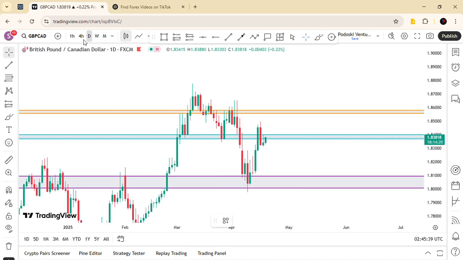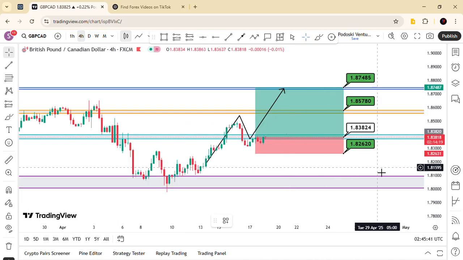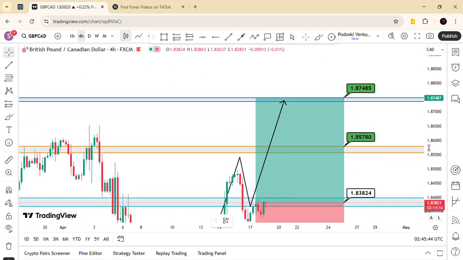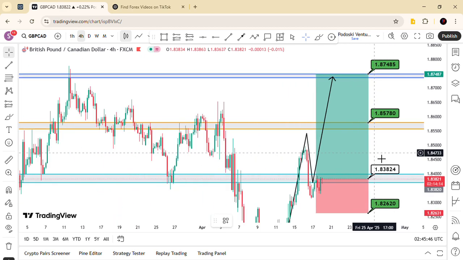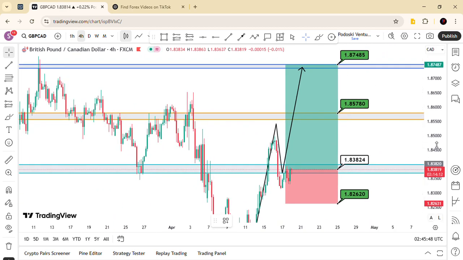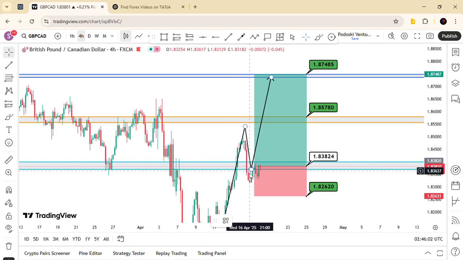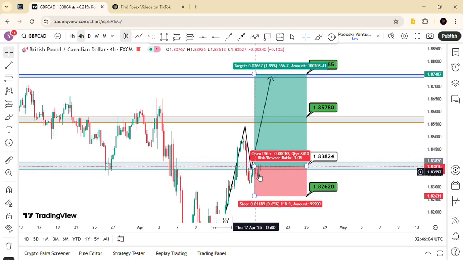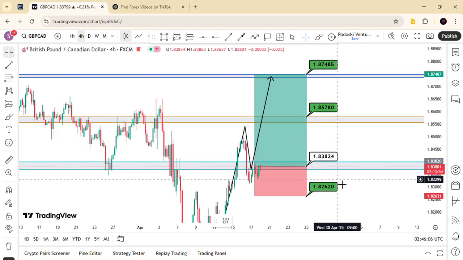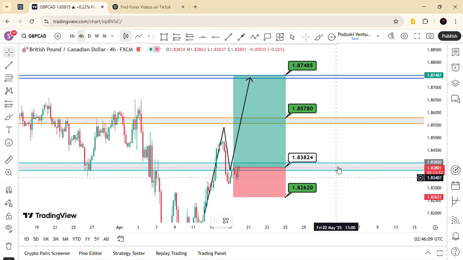So if you want a detailed analysis about how we took the trade on GBP CAD, you can go back and watch that video closely so you get to understand everything on that analysis or that pair. So here we are on the 4 hour, and you see the break, the retest, and how we got the entry on GBP CAD. This is how we got the entry.